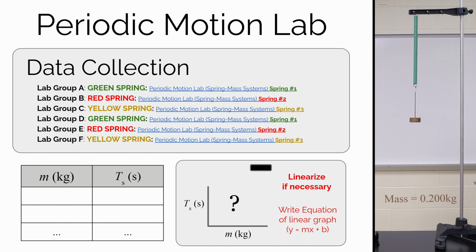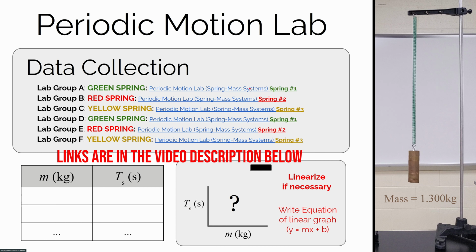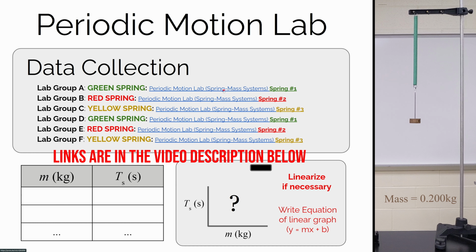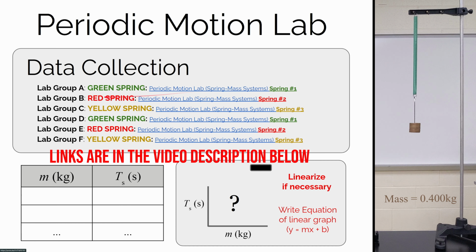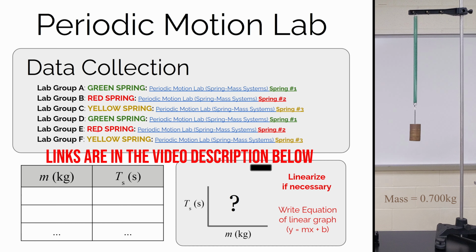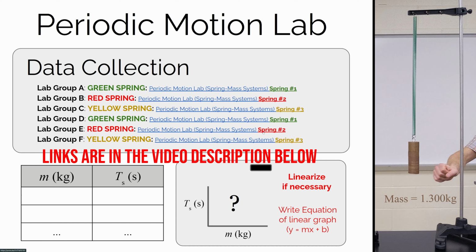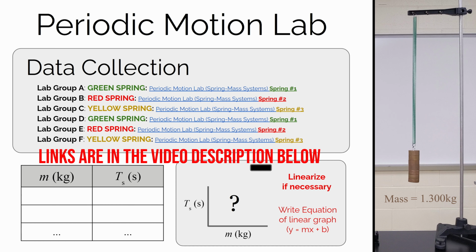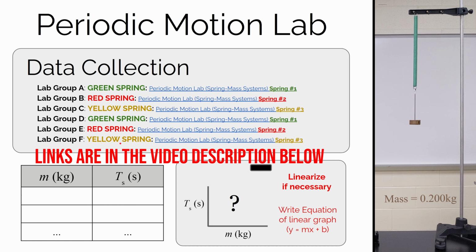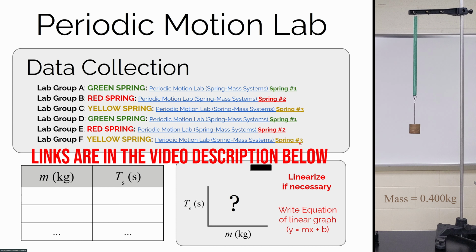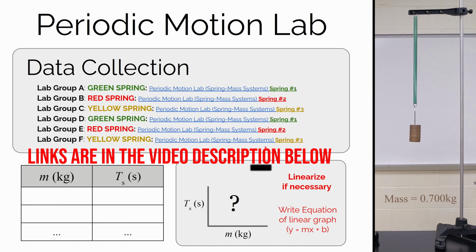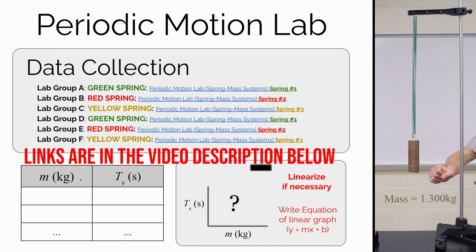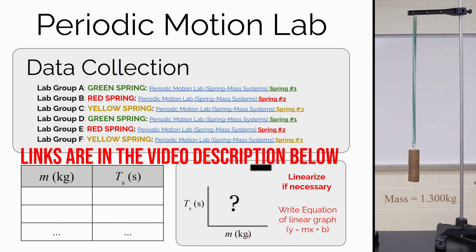So for data collection, we're going to be using different springs just so we have some varied data. It's going to help in our conclusion discussion later on. So if you're lab group A or D, you're going to be using a green spring in the lab. Or if you're using a video for data collection, click on the link titled Spring Number 1. Lab groups B and E, you're going to be using a red spring, or click on the video titled Spring Number 2. And lab groups C or F, you'll be using a yellow spring in the lab, or you can click on the video titled Spring Number 3. Remember, you're going to be collecting 6 to 8 different masses and periods, and then graphing mass versus period.